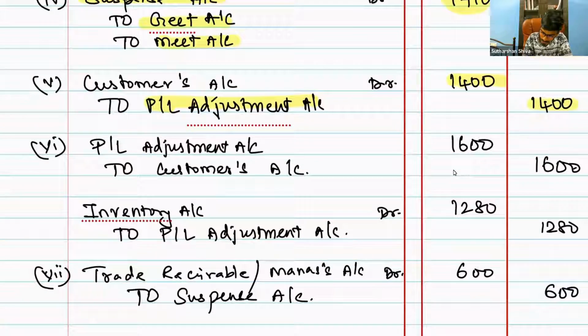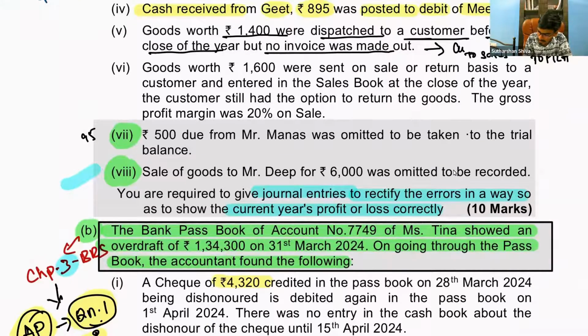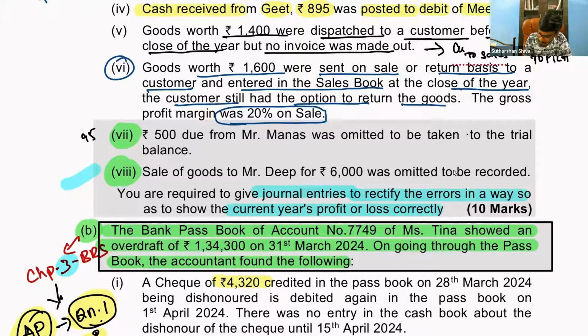Next. The sixth one is an interesting key point which you need to discuss. Goods worth 1600 were sent on sale or return basis to a customer, entered in the sales book at the close of the year. The customer still had an option to return the goods. The gross profit margin was 20%. Previously there was sale or return basis, consignment, account current. Now they have removed it. I don't want to go deep into that part.